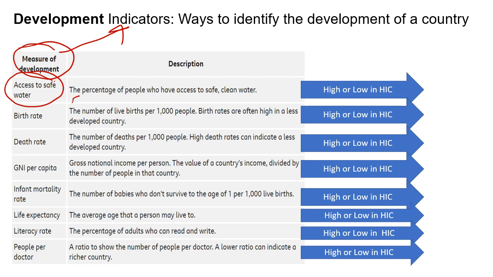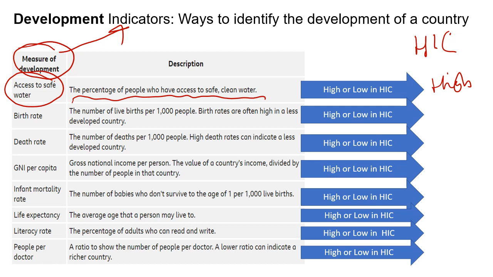This is the percentage of people who have safe water. In a high-income country, would you expect the number of people who have access to safe water to be high or low? Probably you would expect that to be high, because you would expect in a rich developed country people have access to safe water.